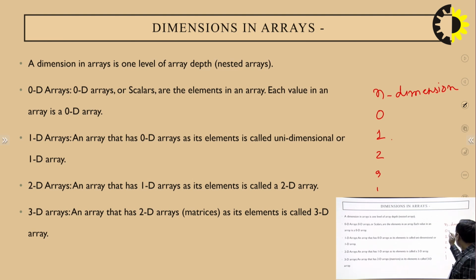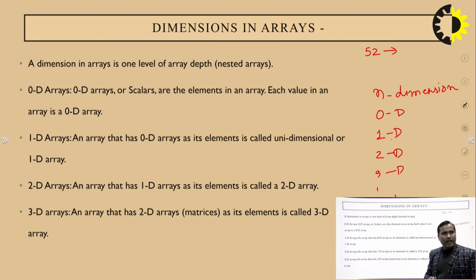So what is the 0D array in NumPy? What is the 1D array? What is a 2D array, 3D array and many more? So 0D array: in the case of a NumPy array, the individual element can be considered as a 0D array. So 0D arrays or scalars are the elements in the array. So the element itself is considered as a 0D array in NumPy.